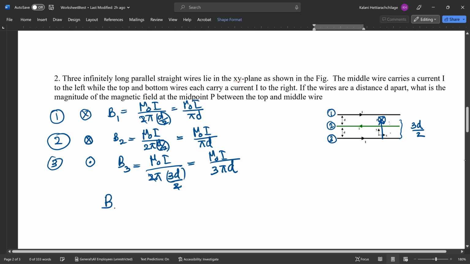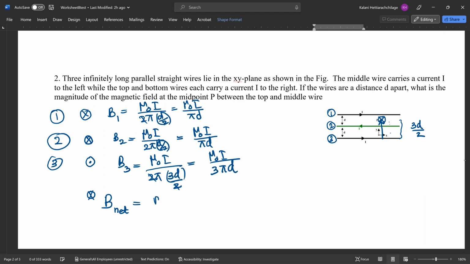B net, right? You see that I have 2 inward, 1 outward, right? So 2 inward, if you add them together, I know it is greater than the B3. If you don't know that, just leave it, select the direction according to that. I'm going to write it inward direction, right? Inward direction, I have B1 plus B2, same direction, but B3 is negative because it is outward.